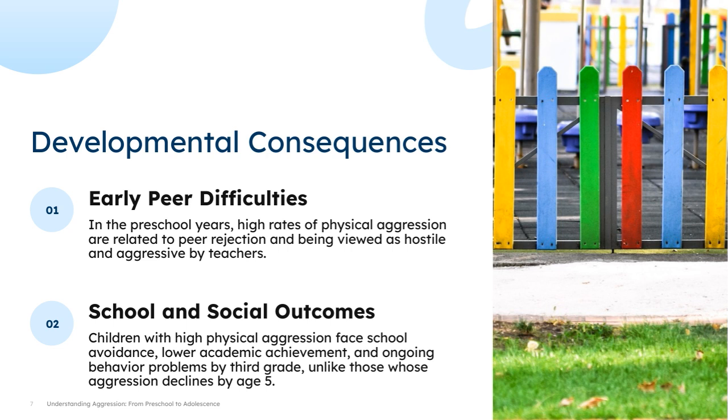However, it's important to note that children whose aggressive behaviors decrease by age 5 typically do not face these negative outcomes. The playground image helps us picture the setting where many of these early behaviors and interactions take place, reminding us how important early social experiences are for a child's development.